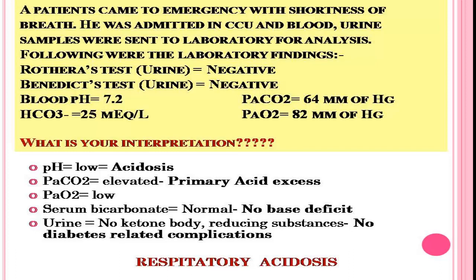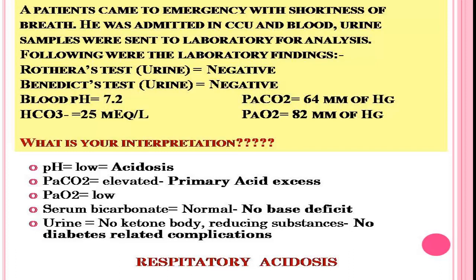And look at the bicarbonate level. The serum bicarbonate level is essentially normal, so there is no base deficit. So it is an acidosis with primary acid excess and no base deficit. So it is a case of respiratory acidosis.